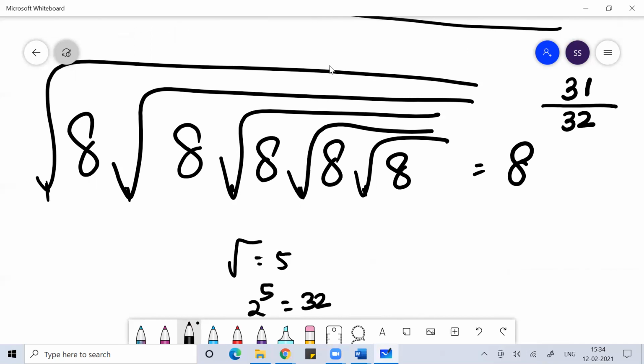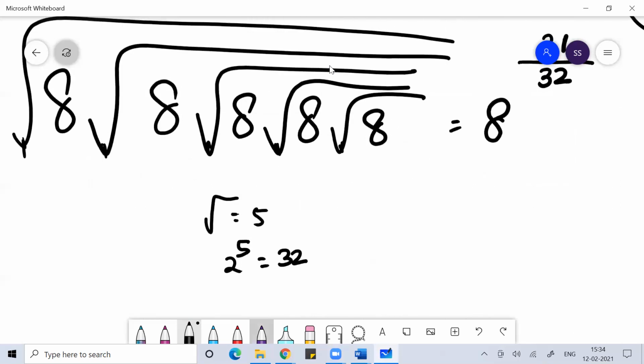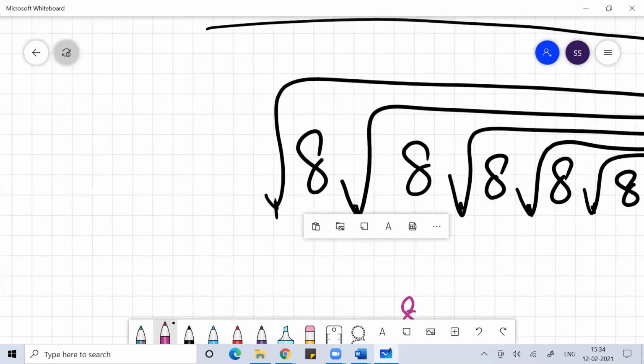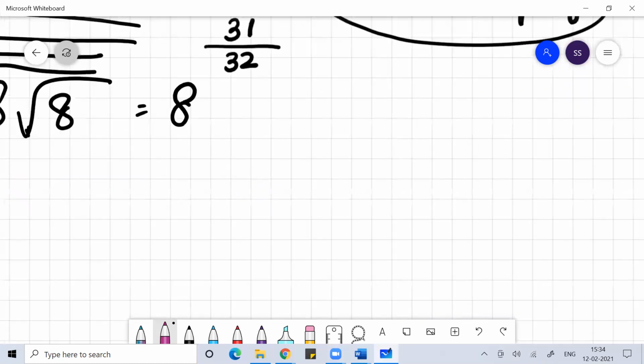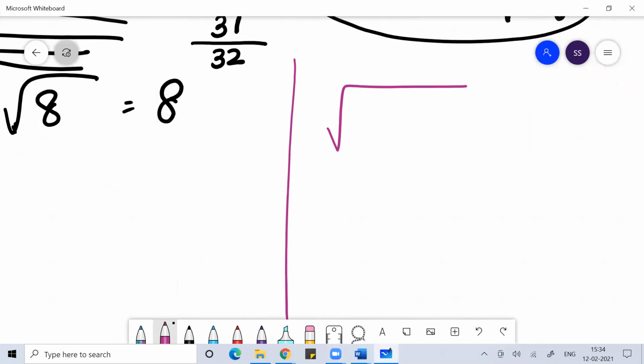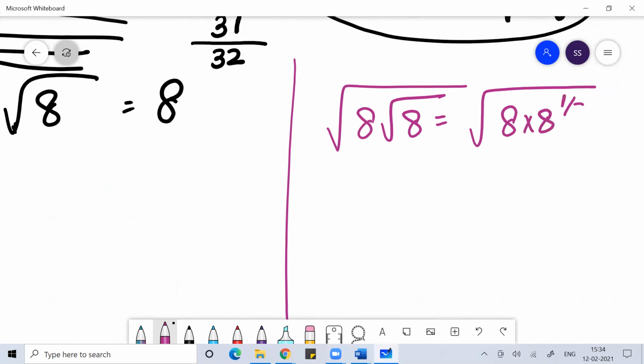Clear, everyone? So why this? If you really want to know why, we use GP to explain this. So this is the first square root. I can write this as 1 by 2. This is the second square root, then it is 1 by 2, 1 by 2. I hope everyone understands this one. 8 and then root 8. I hope everyone understands. This is under root of 8 into 8 to the power 1 by 2.